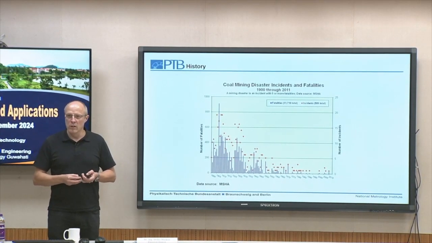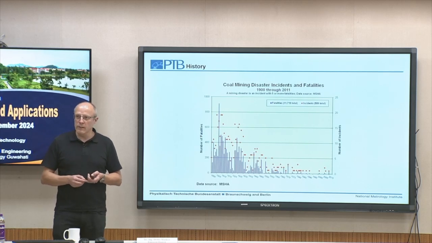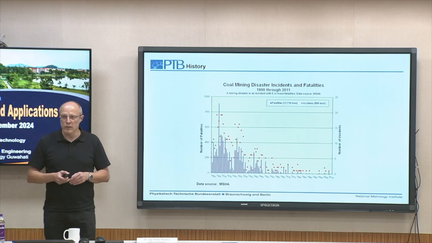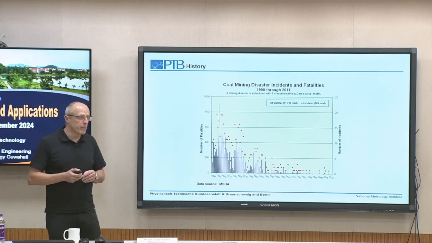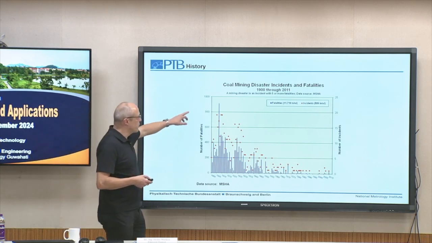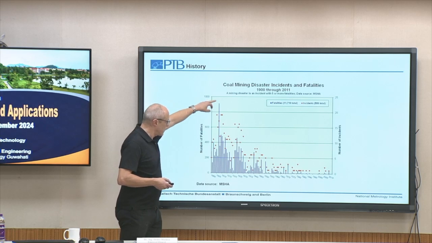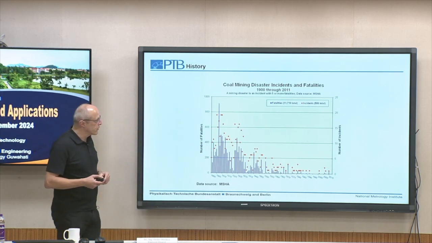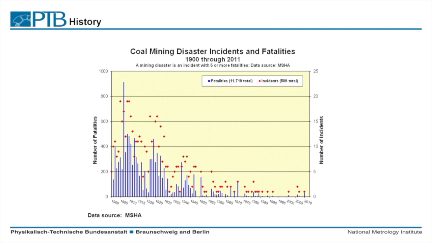In this coal we also can find methane pockets, and so there were a lot of disasters in coal mining. Here just a plot from the US. So around 1900 something, still we have had a lot of accidents with a lot of fatalities. Here it's nearly 12,000 people who have died in coal mining only in the US in this period.